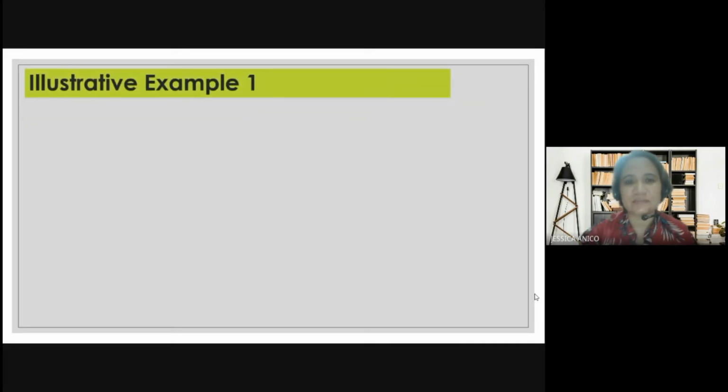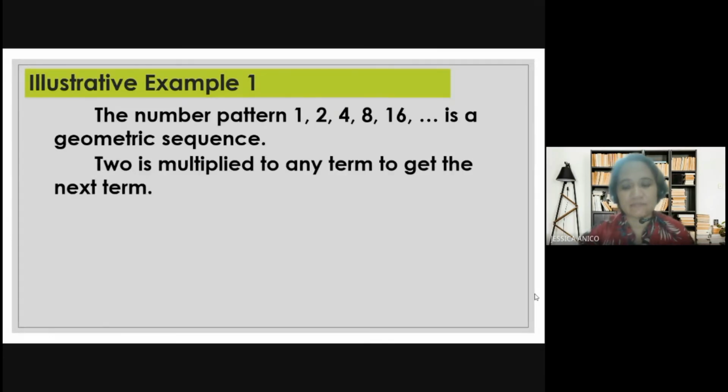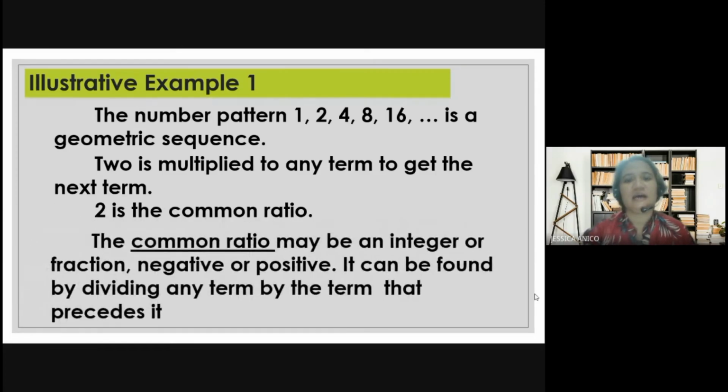Let's try illustrative example 1. We have the number pattern 1, 2, 4, 8, and 16. This is a geometric sequence. 2 is multiplied to any term to get the next term. So we can say that 2 is the common ratio. The common ratio can be an integer or fraction, which can be negative or positive. And it can be found by dividing any term by the term that precedes it. This is represented by small letter r.